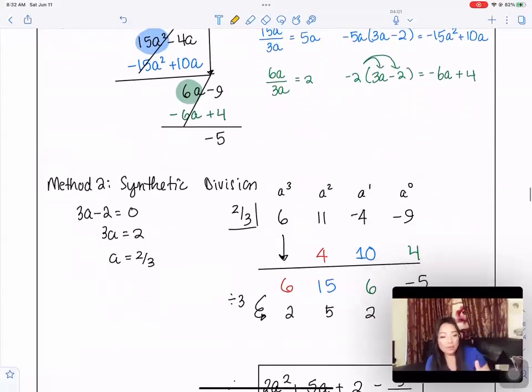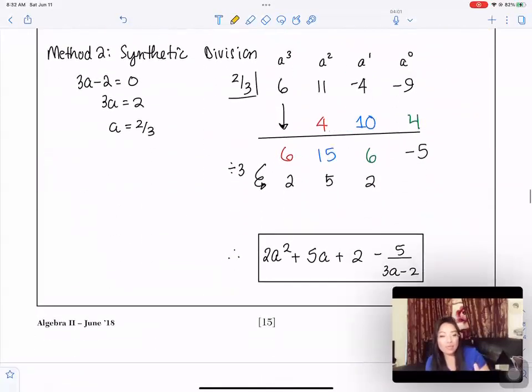But the second one, synthetic. So now Tasia mentioned that you could do synthetic, so I tried it. But what's really interesting is that you get 6, 15, and 6. So be careful because the answer is really 5, 2, 5, 2. And the reason why you're getting a different answer is because of that division by 3. So you actually have to go ahead and divide those numbers by 3, except for the remainder.